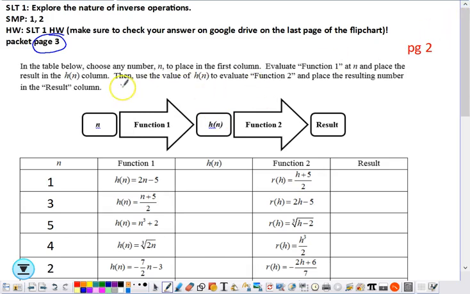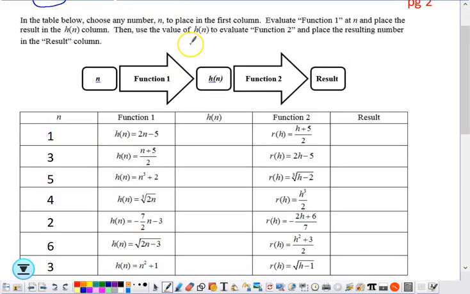The directions on page 2 say, in the table below, choose any number n to place in the first column. Now, we're not going to do this. All students should be reporting this. But if we choose any number for n, that means all of our answers are going to be different. And some of these functions, we really need to have a specific value. So what I'd like you to do is fill in the column n with the numbers I have here.